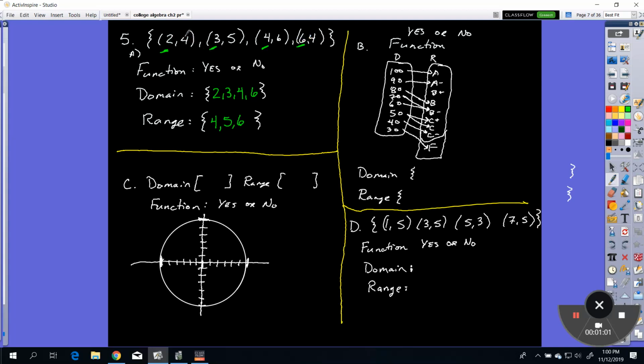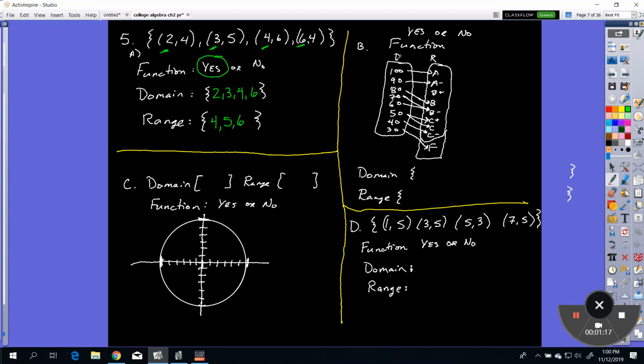So that's all right that 4 is used twice in the range, because 6 can go to 4 and 2 can go to 4. As long as each domain just goes to one range, that's okay. So is it a function? Yes. So now look at D.